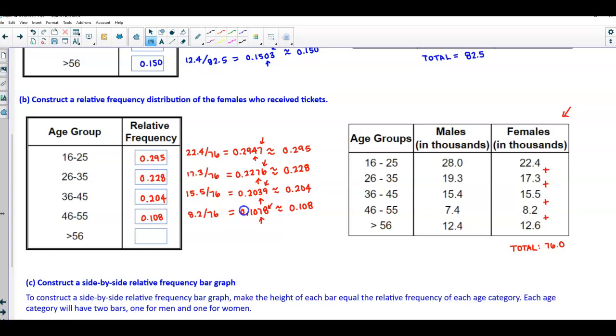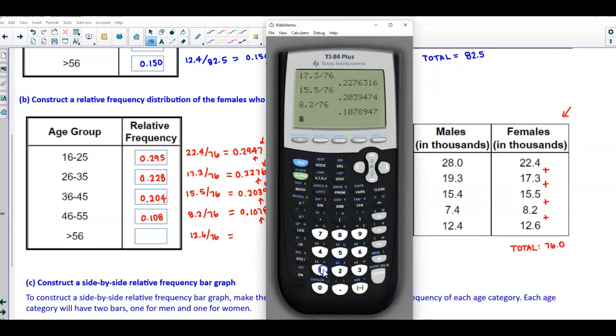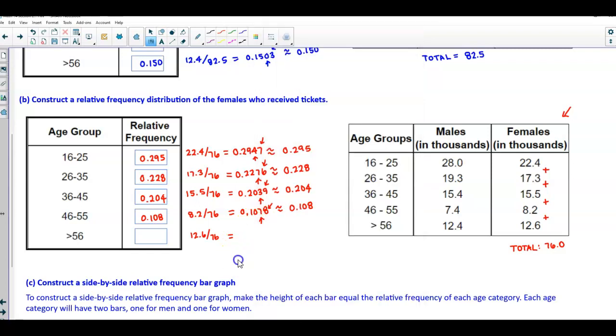Okay, the last number in our females is greater than 56, so we have 12.6, and we're going to divide that by 76. So we're going to take 12.6, divide that by 76 to give us 0.1657. This is our rounding digit. This is our testing digit. The testing digit tells us to round up, so we have 0.166.